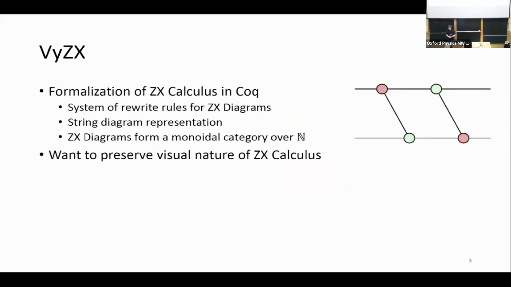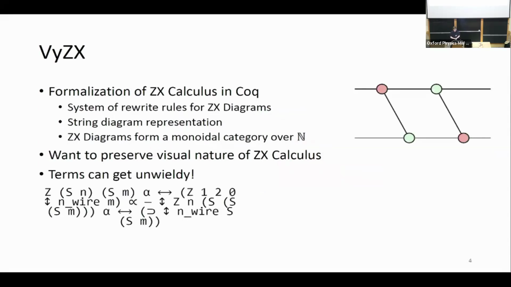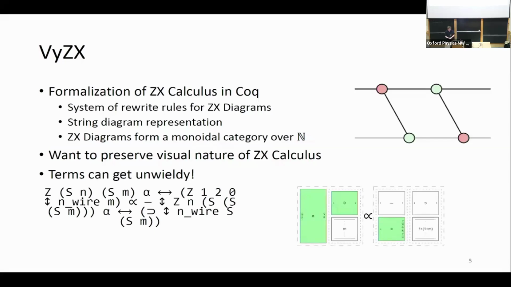And what we found in working with this is that we really wanted the nice visual nature of the ZX calculus. There's a lovely diagrammatic representation used in papers and things like that. But in the proof assistant, you need to represent things directly structurally. And we found that the terms that you see get very unwieldy. It's hard to see what's going on in a term like that. Oh, it gets worse. And so having a visualization that's a first approximation to a string diagram is nice because you can see the structure, you can see how the morphisms relate to each other.